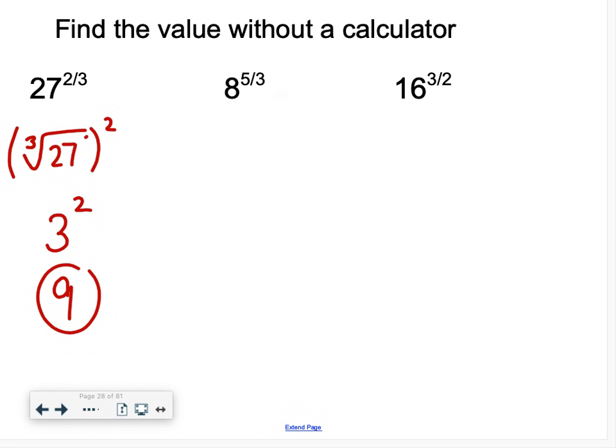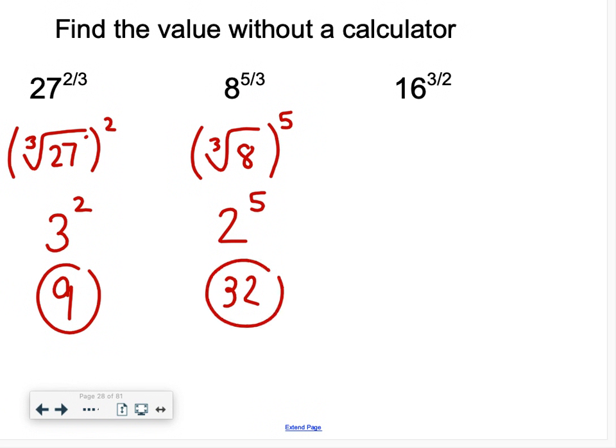Okay, same thing with 8 to the 5/3. It's really the cube root of 8, and then to the 5th power. And I usually end with powers because that kind of blows things up, right? So the cube root of 8 is 2. And 2 to the 5th, 2 times 2 times 2 times 2 times 2 is 32.